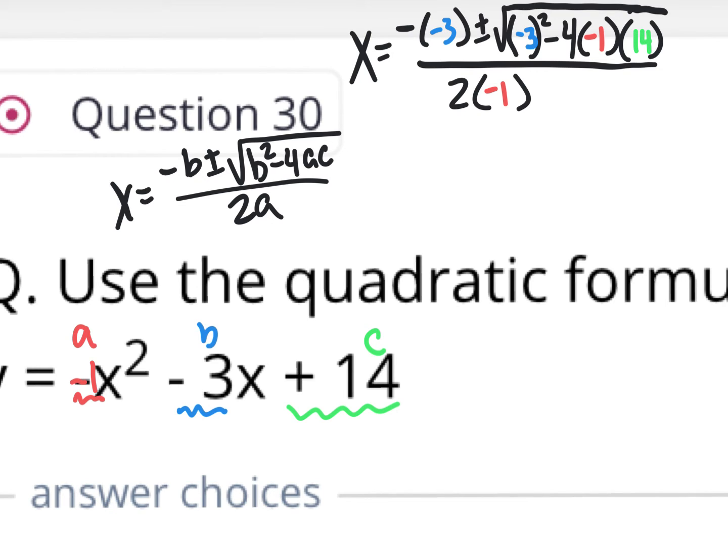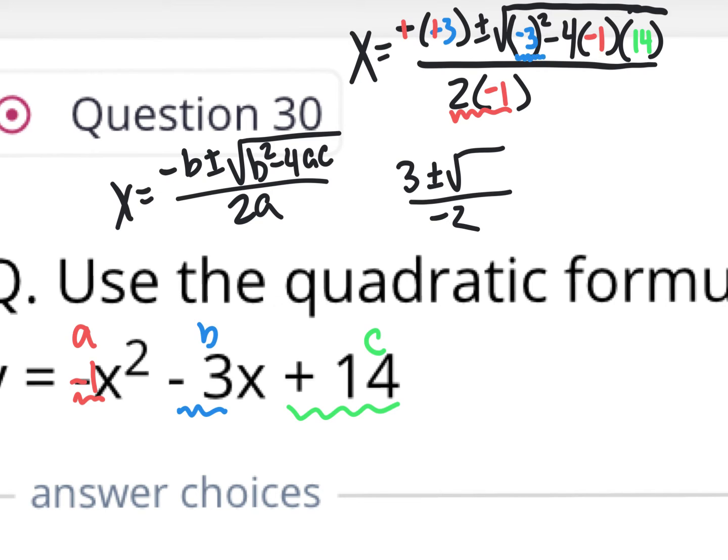All right, so again, it's super easy to change the minus to plus if you happen to have two minuses right there. And it's super easy to multiply 2 times -1. So what do we have so far? We have a +3 plus or minus the square root of, I don't know yet, but on the bottom we have -2. Really easy. So let's begin by working on the discriminant.